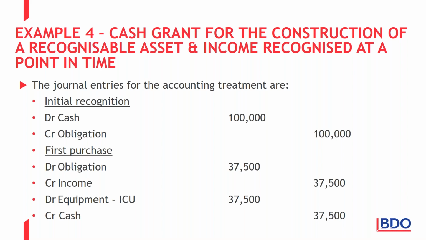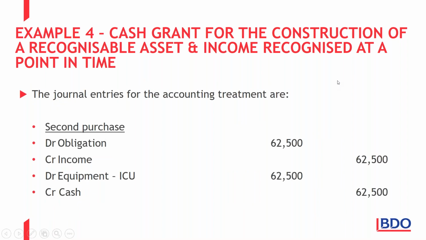When I make my purchase, I would say debit my obligation and credit income. And I would also say debit equipment because now I have the hospital beds, and I credit cash. So what we're trying to do is once you get the cash, you don't book the income on day one. You only book the income as you spend the cash on the acquisition of these non-financial assets. So that's the first example.